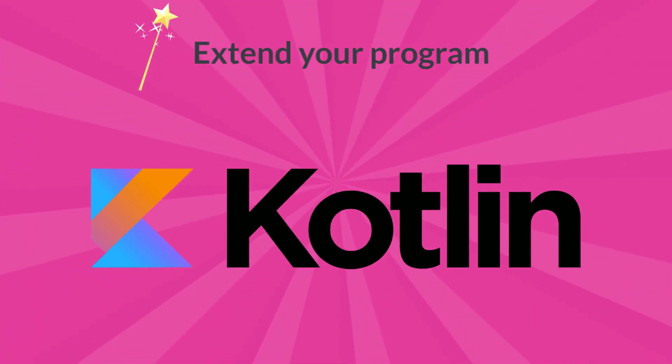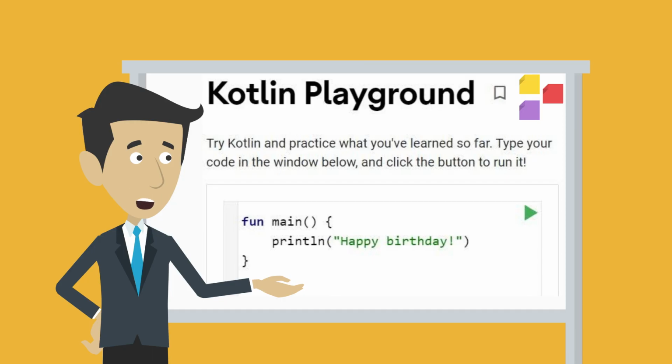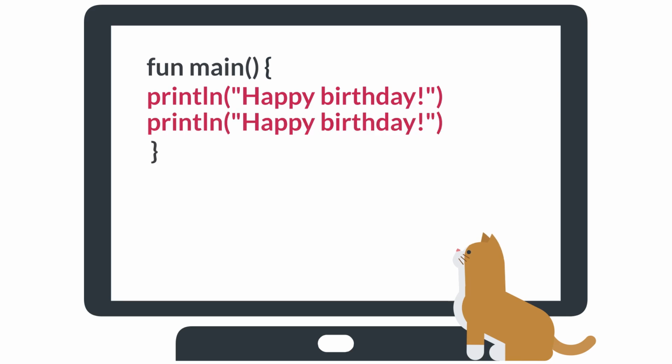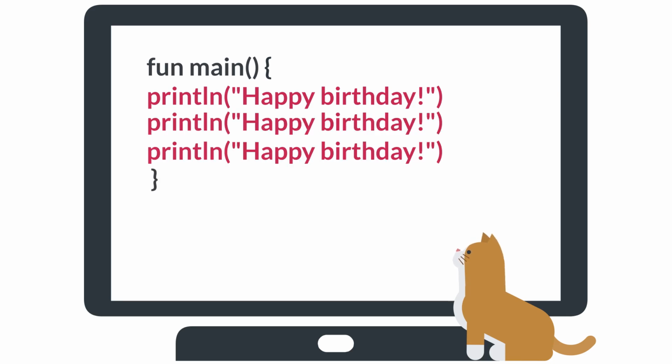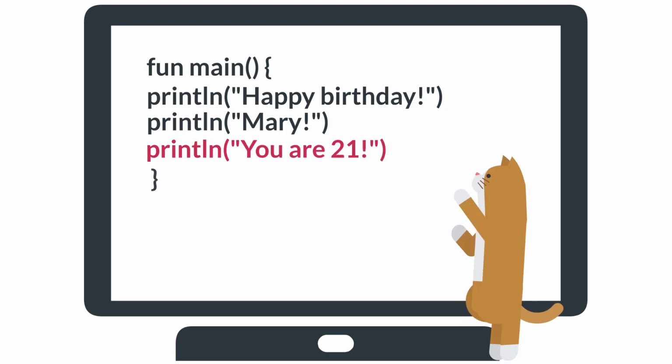Extend your program. Print multiple messages. When you want or need to complete a task, you can put as many instruction lines as possible in the function. 1. Copy the println "Happy Birthday" line and paste it 2 more times below it. Make sure that the pasted line is inside the curly braces of the main function. 2. Change a text to be printed to someone's name, such as Mary. 3. Change other text to be printed to, "You are 21."